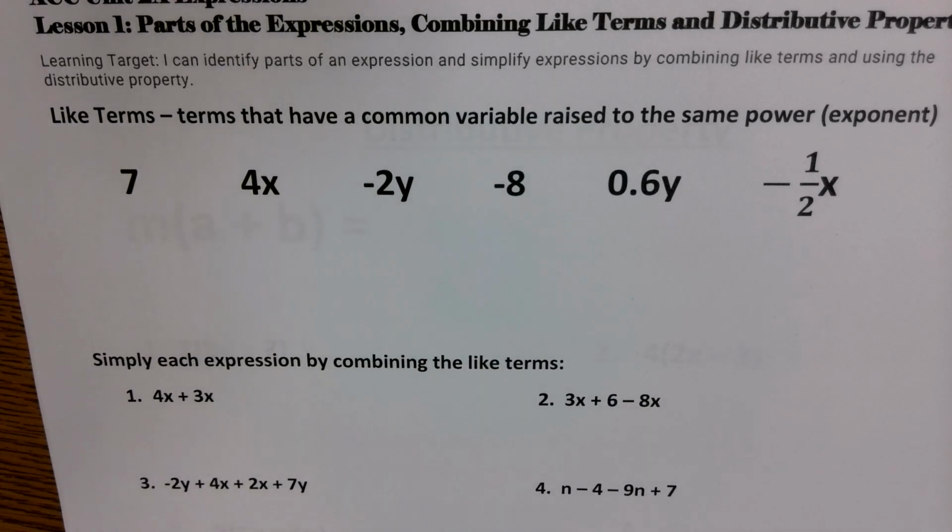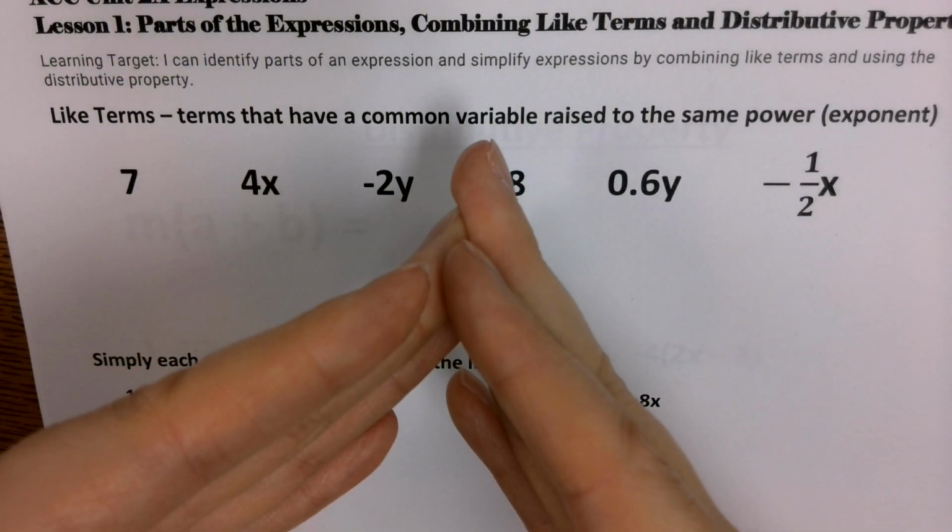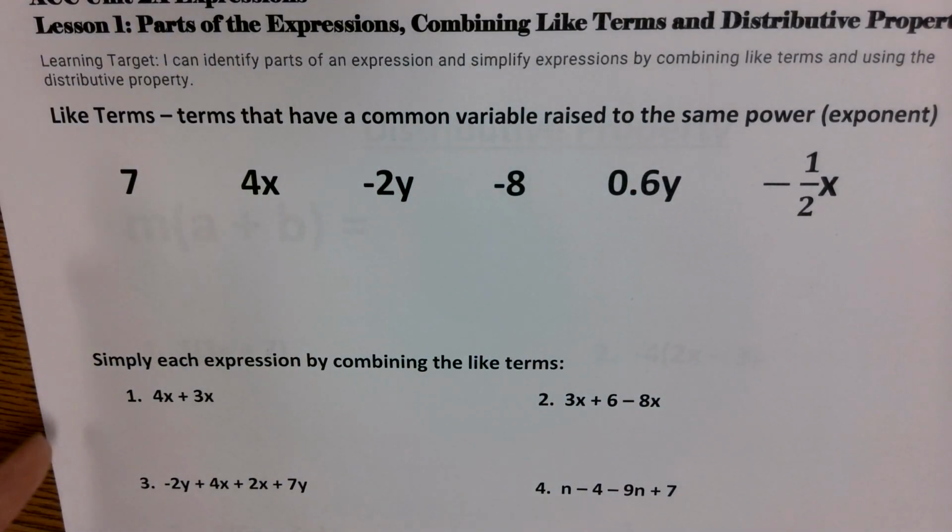So you can combine constants together. You can combine same variables together. But the variables also have to be to the same power. So x and x squared are not the same. Just the same as x and y are not the same. So they have to have same powers. Your constants and your coefficients are going to tell you how much of those that you have.